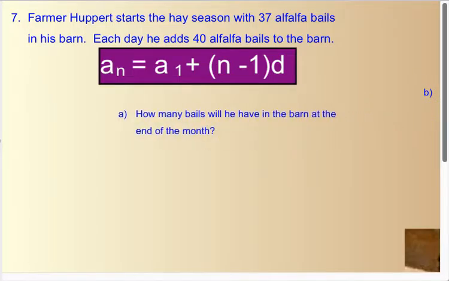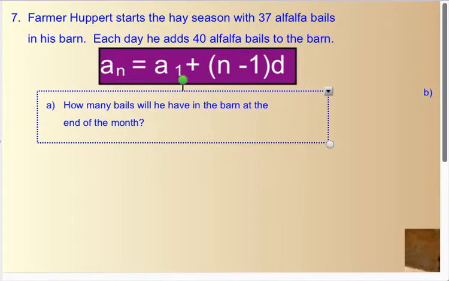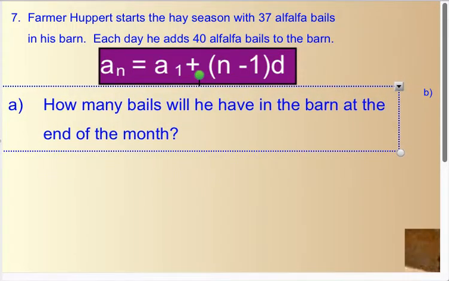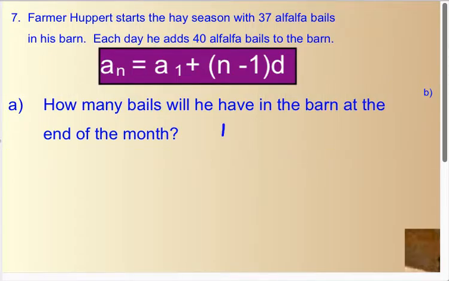First question is this. How many bales will he have in the barn at the end of the month? And we're going to say this is a 30-day month. Not 31, so we'll just say 30 days. So what does that mean? A couple things. First of all, n is equal to 30. He's adding 40 alfalfa bales every day, so our common difference is we're going to add 40.